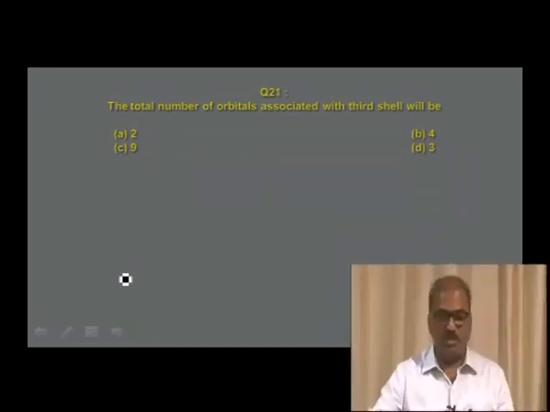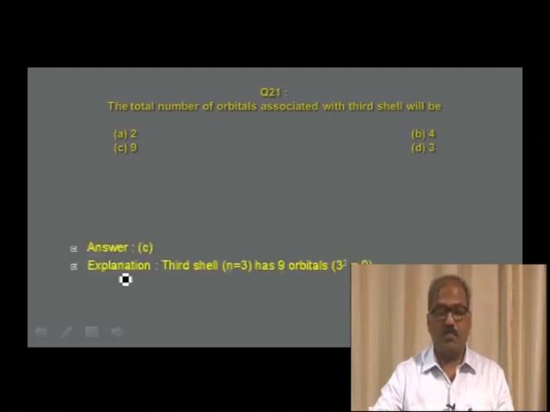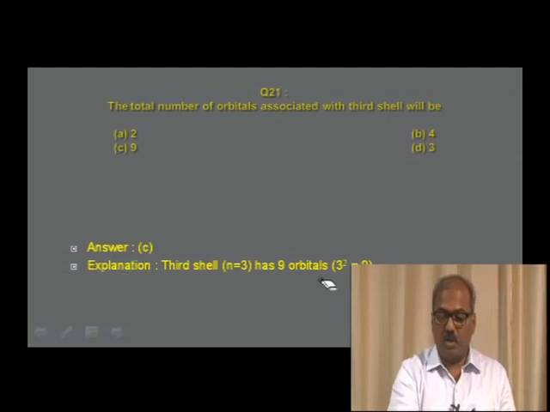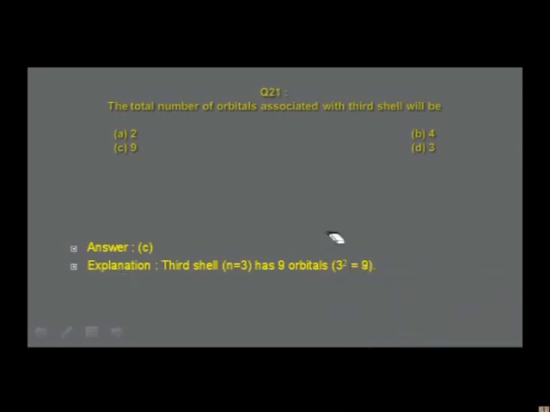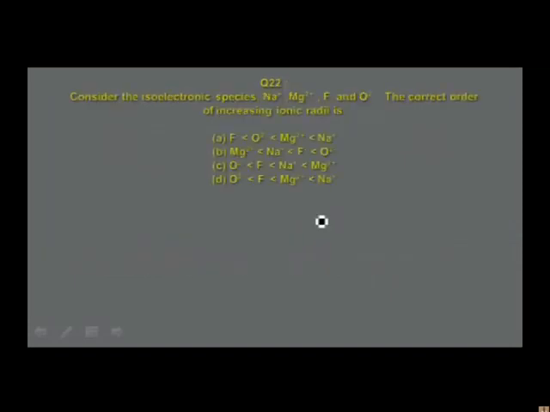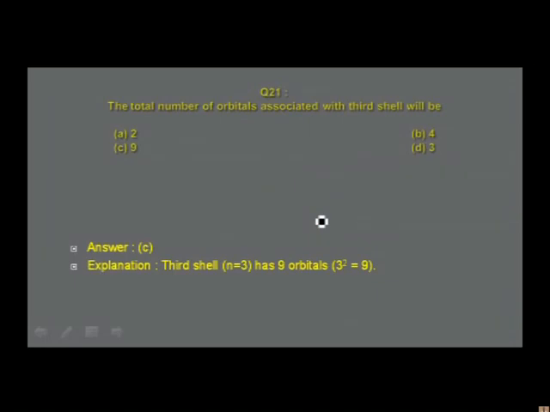In the next question, the total number of orbitals associated with third shell will be, total number of orbitals associated is the question. Answer for the given question is calculated by the formula n square. Number of orbitals is the question asked, n square. Let me go to the previous slide, and the question is 3 square. 3 square is equal to n square, that is equal to 9. So the number of orbitals in the nth orbit is given by n square, that is equal to 3 square, that is equal to 9, and that answer is given in option C. That is the correct answer.